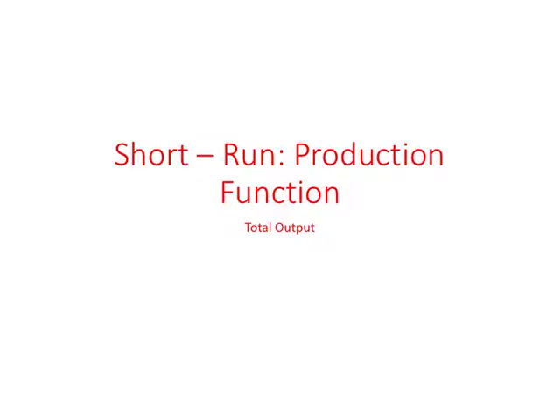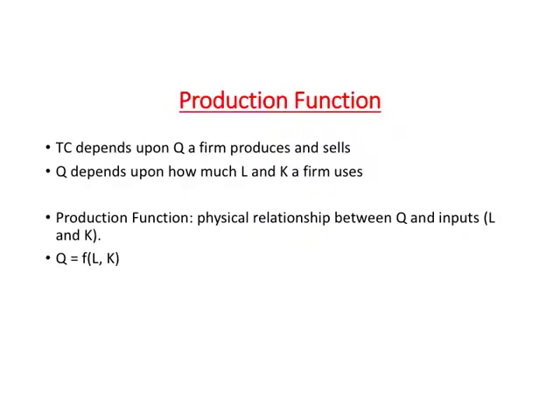Now in this video, what we'll examine is the total cost perspective and how a firm or a business can minimize total cost. And as a first step, we'll look at the production function. What we have learned from the previous video is that total cost depends upon total output produced, and total output produced depends on how much labor and capital a firm uses.